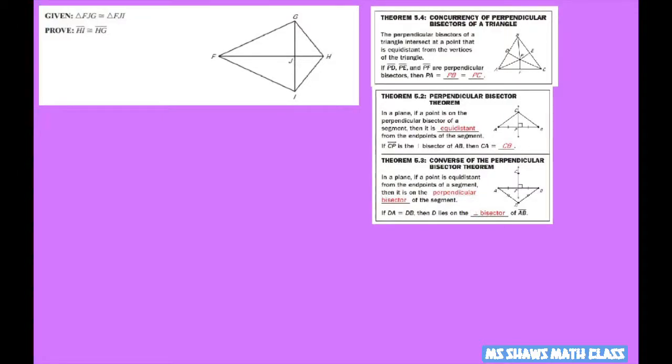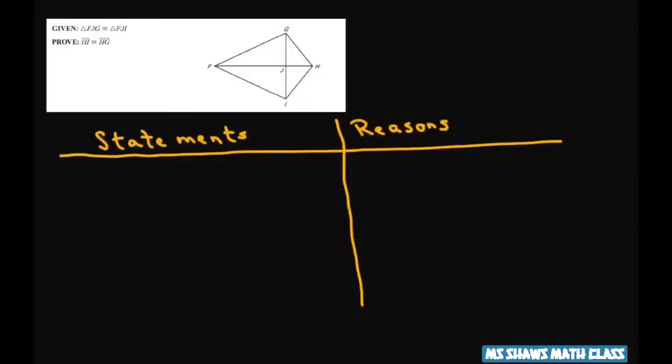Hi everyone. Given triangle FJG and FJI are congruent, we want to prove that these two line segments are congruent. So let's get started. Here we have it.